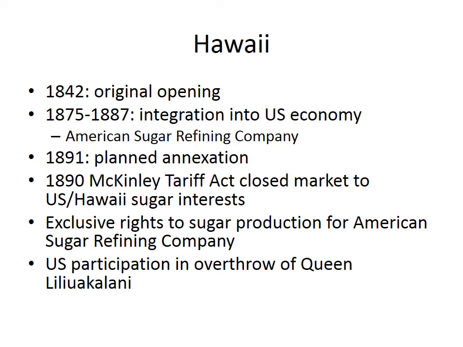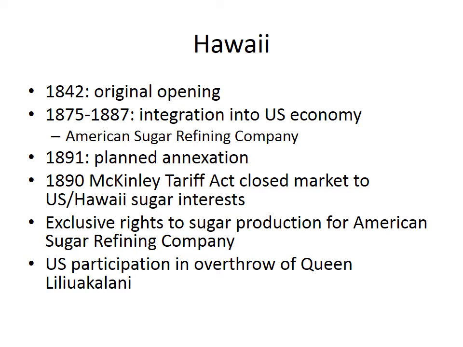The key thing comes in 1890 with the McKinley Tariff Act. What the McKinley Tariff Act is going to do is give exclusive rights to the sugar production for the American Sugar Refining Company. Okay, this locks Hawaii as a U.S. sphere of influence. Okay, the American Sugar Refining Company will take over monopolistic control over the sugar trade in Hawaii. They'll do the same thing in Central America.